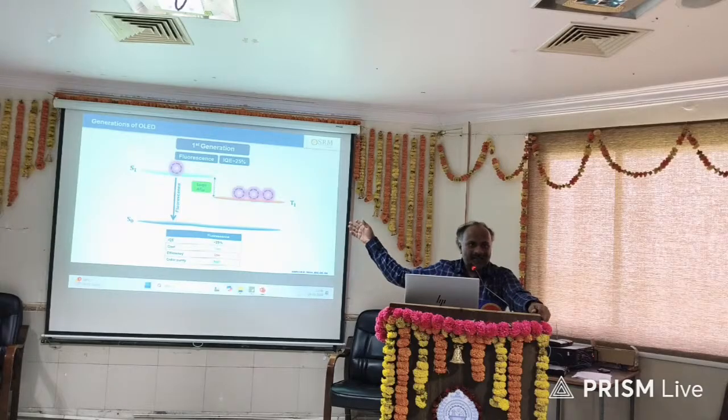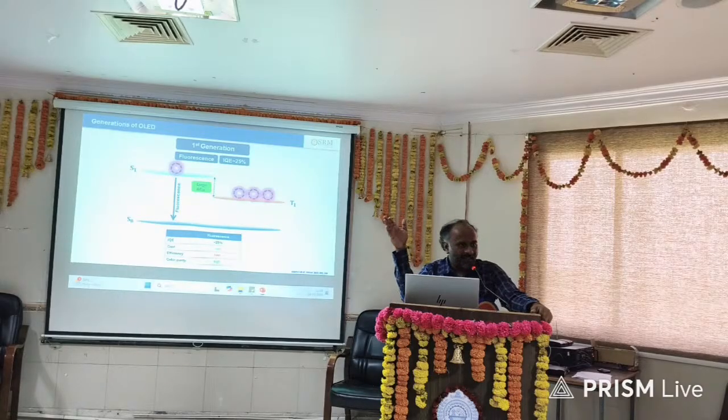So for example, S1 is Madhu Atla, T1 is Guntur, S0 is Vijayawada. Either you can go directly from S1 to S0, that process is called fluorescence, or S1 can be transferred to T1, and from there the emission can happen. This is called phosphorescence. Fluorescence means singlet to singlet, so that emission process is much faster, in the scale of nanoseconds.